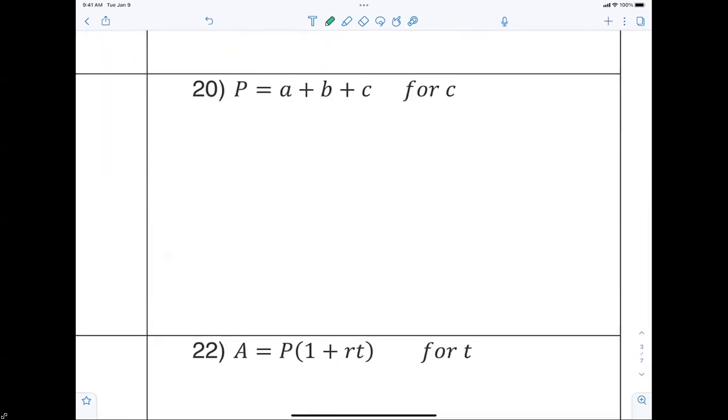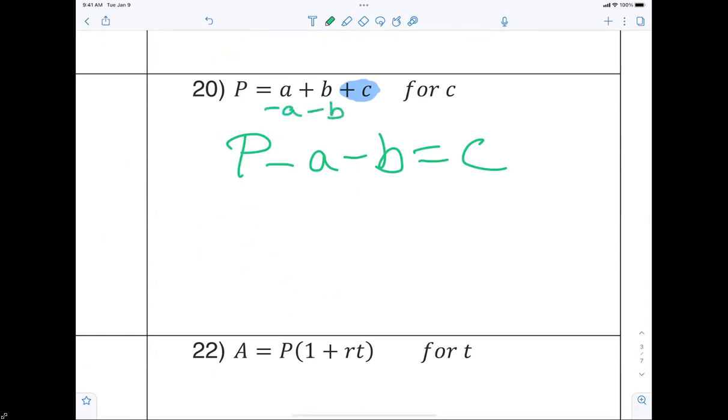Number 20, if we're solving for C. All right, how do I eliminate A plus B? You just subtract it. Thank you. So P minus A minus B equals C. Why do you have to subtract B as well? Isn't it B plus A? Because that's like, what if B and A were both one? Then it'd be 2. No.